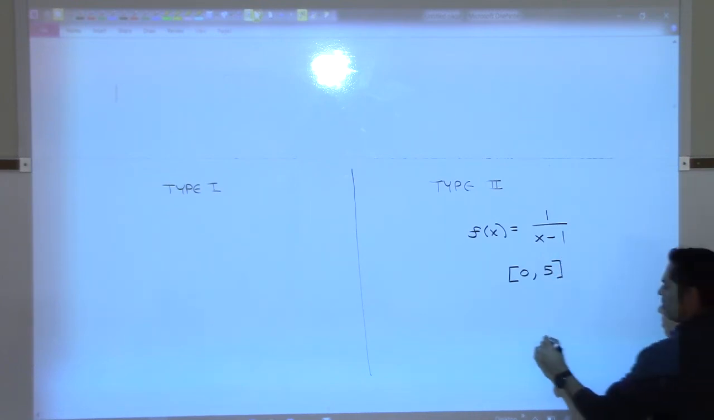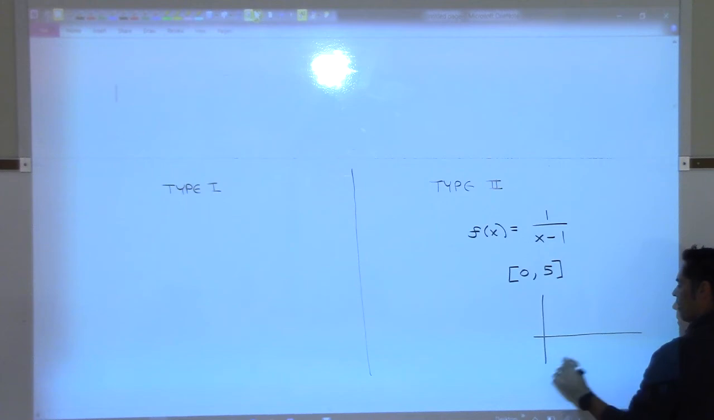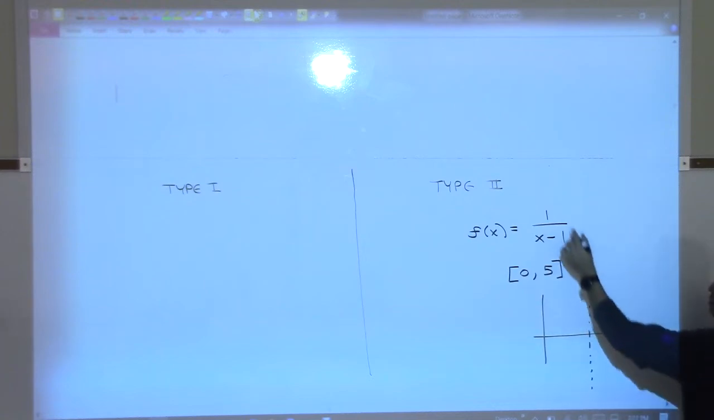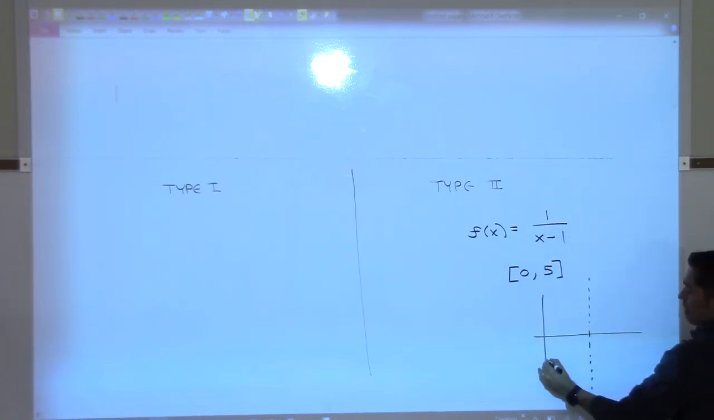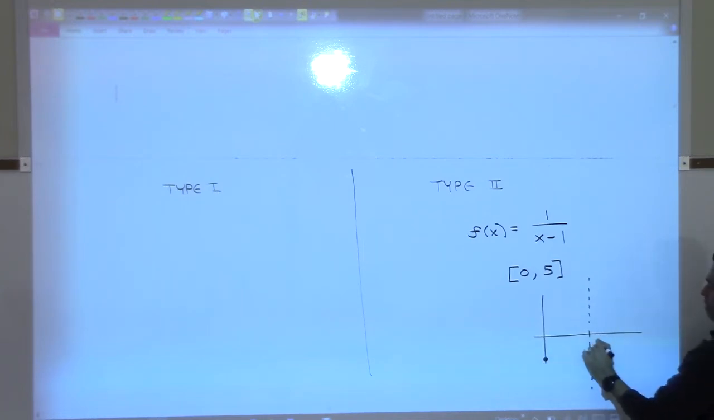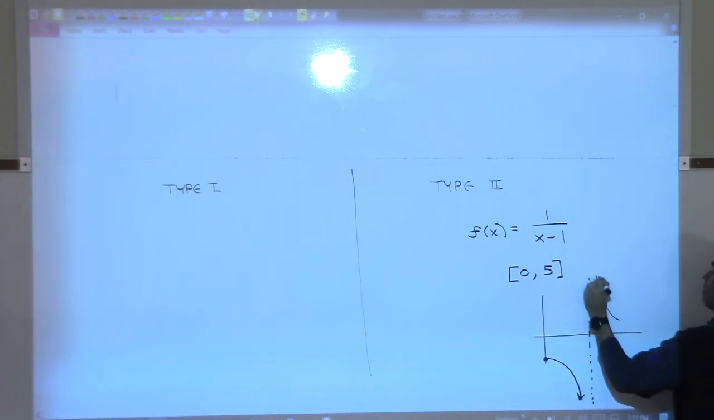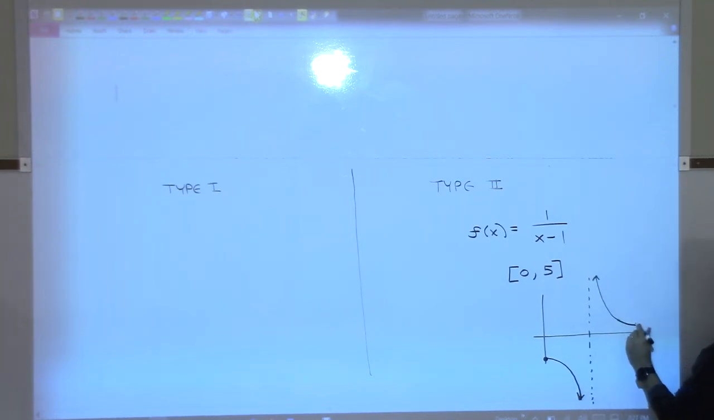So if you were to sketch this function, at 1 you would have some sort of vertical asymptote like this. And at 0, we'd be at negative 1. And then this is at 1, right? So it would be diving down like this. Then on this side, it would be going up like that, and then going like that, and they would stop here at 5.